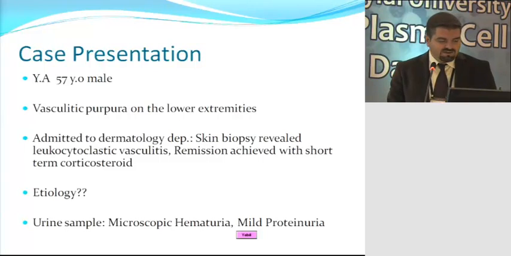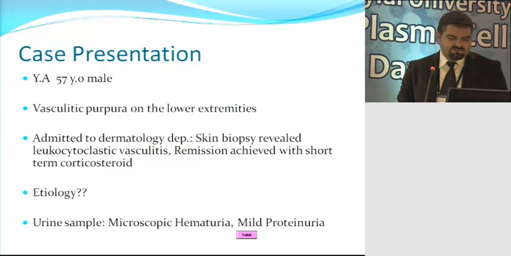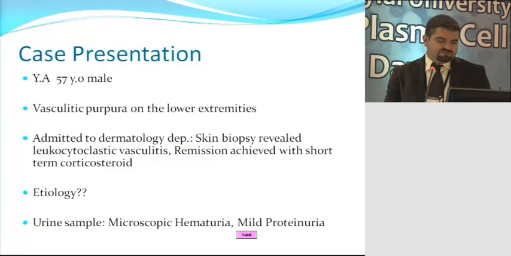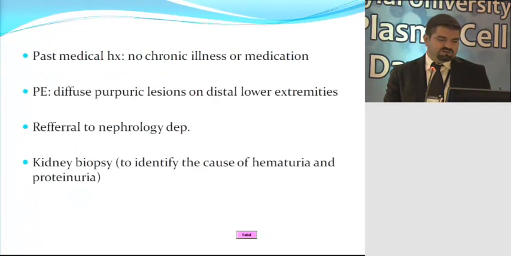This is a 57-year-old male patient. He was first seen by a dermatologist because of vasculitic purpuric lesions on the lower extremities. Skin biopsy revealed leukocytoclastic vasculitis. Remission was achieved with short-term corticosteroids. While searching for the etiology of the vasculitis, the only pathological issue was the urine sample showing microscopic hematuria and mild proteinuria. Past medical history revealed no chronic illnesses or medication.